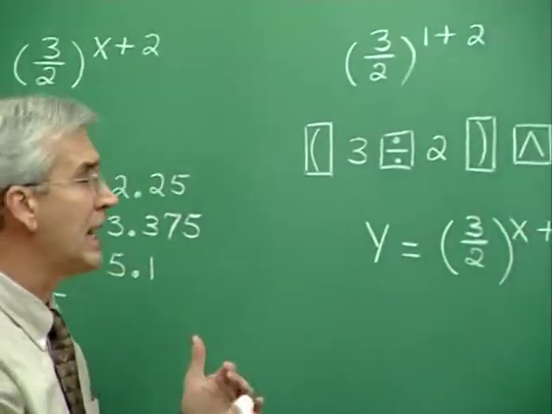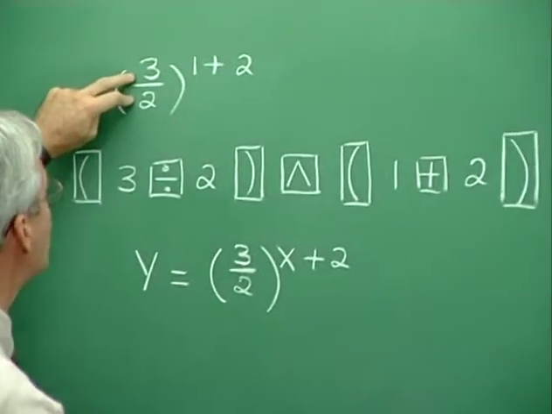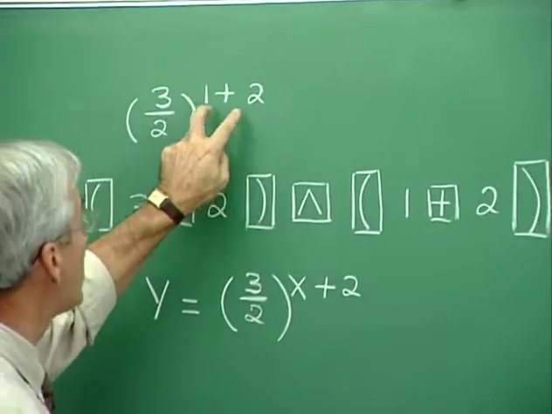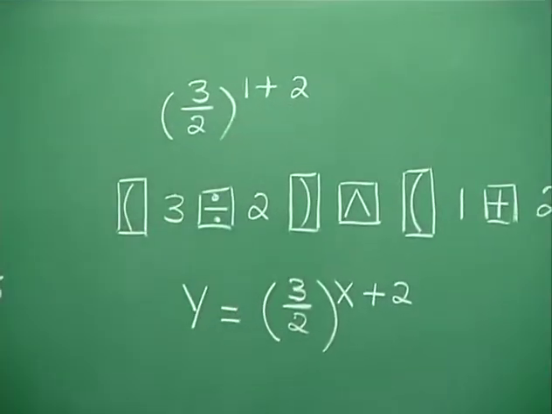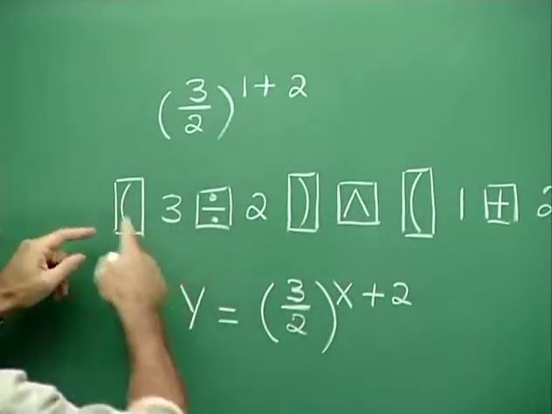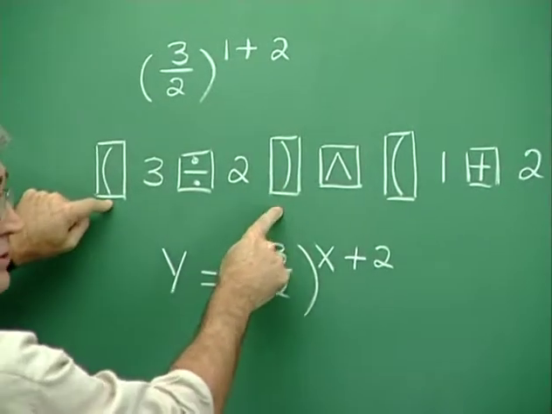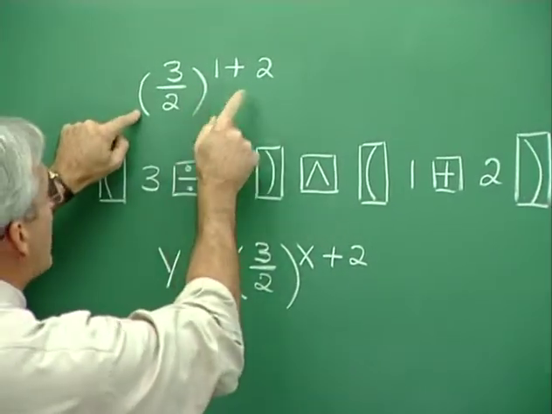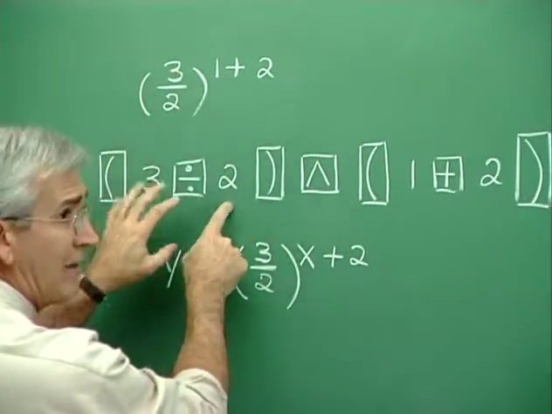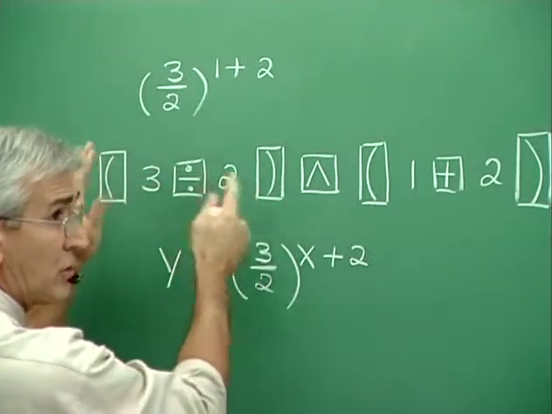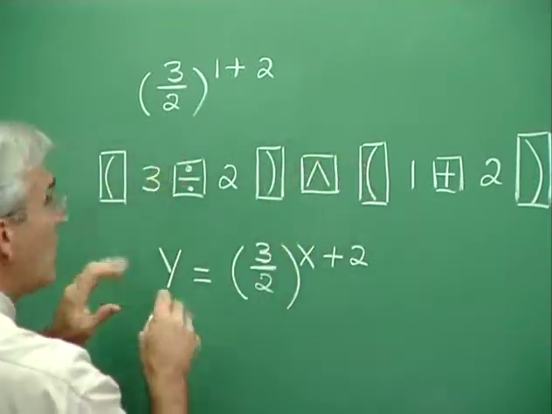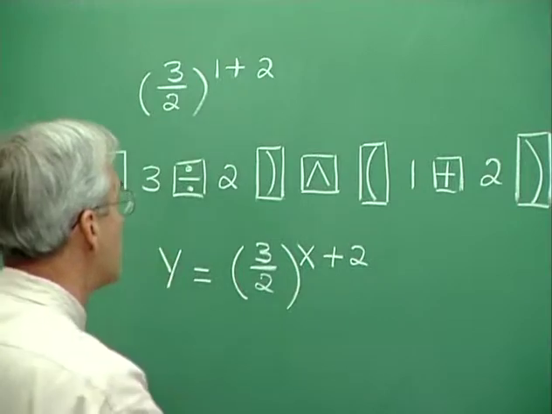If we were going to use the calculator to evaluate (3/2)^(1+2), then we would begin the process like this. We would open a parenthesis and enter 3 divided by 2, close parenthesis. All right, now we want the exponent on this 1.5. Now we could use 1.5, but I want to make sure we can do this for a lot of different kinds of more complicated problems than just this one.